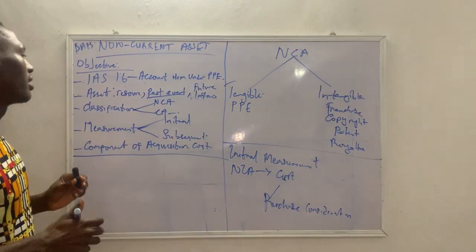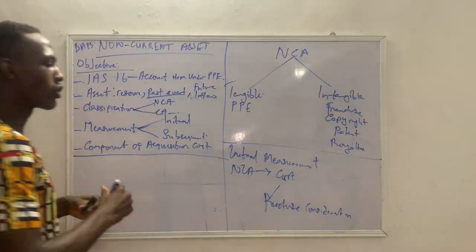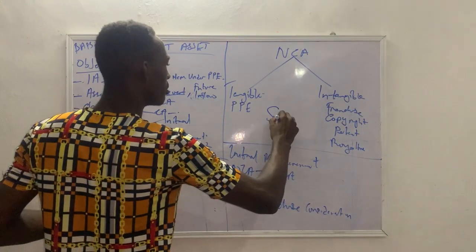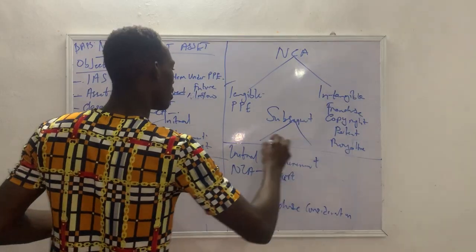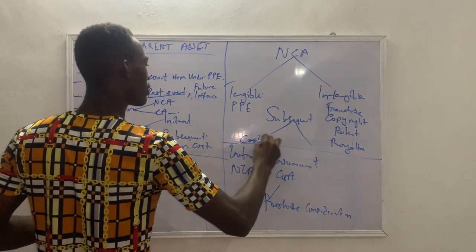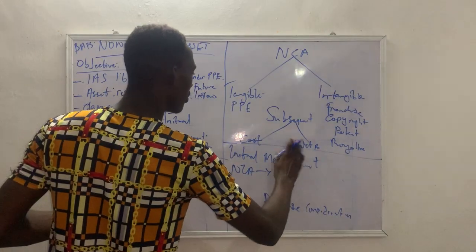You understand? Now for subsequent measurement, it could be in form of cost or net realizable value or evaluation.